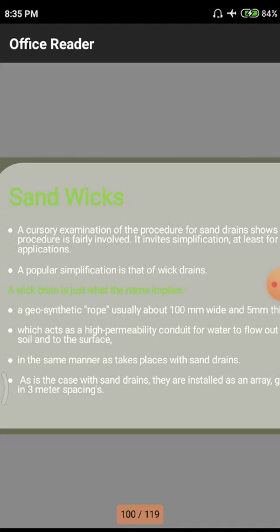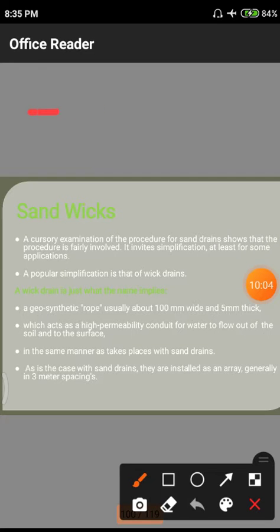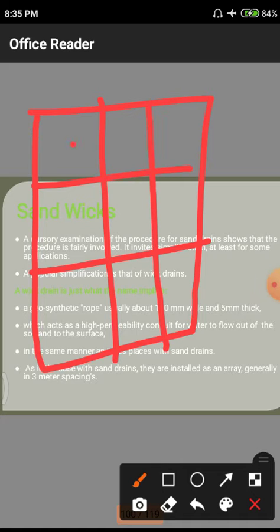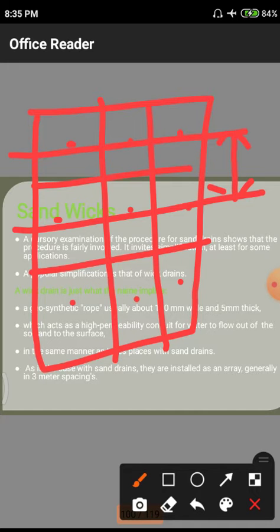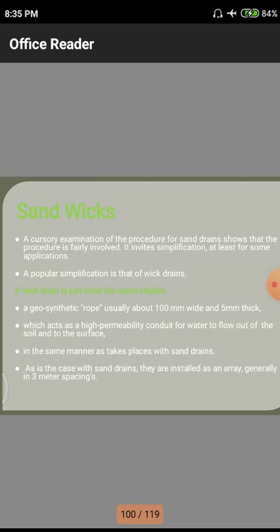As in the case of sand drains, they are installed in an array, generally at 3 meter spacing. That means the center to center spacing between two successive drains is 3 meters. This is the total land. In this land we make n number of points. These are the cross lines. The center to center is 3 meters. Likewise we have this section also, 3 meters. We need to maintain particular spacings.